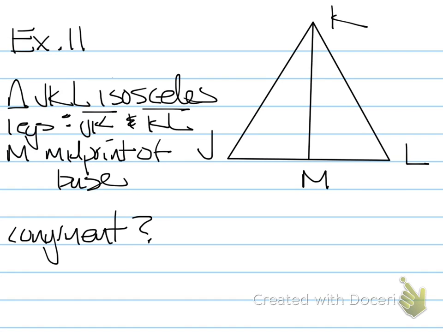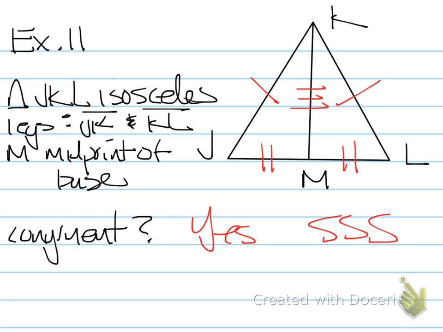Here we're told that this is an isosceles triangle and JK and KL are the two legs, so those are the two congruent sides. M is the midpoint of the base, so JM and ML are also congruent. And we know MK is congruent to MK by the reflexive property. So we can conclude that these two triangles are congruent by side, side, side. The congruence statement written in alphabetical order on the left side, JKM: J corresponds to L, K corresponds to K, and M corresponds to M.